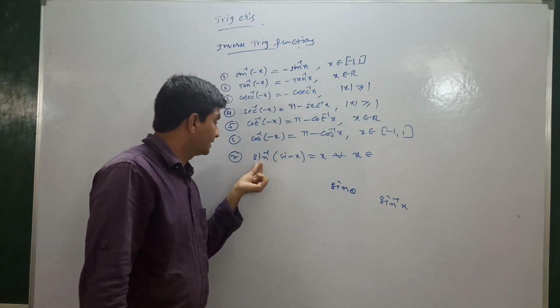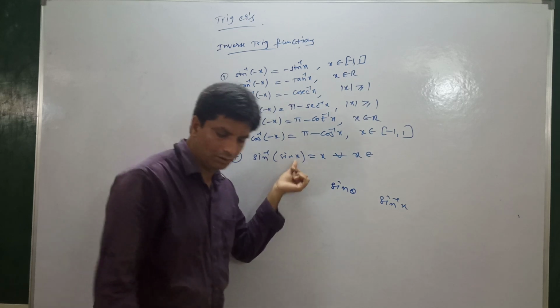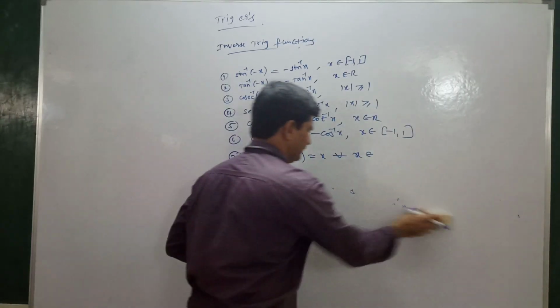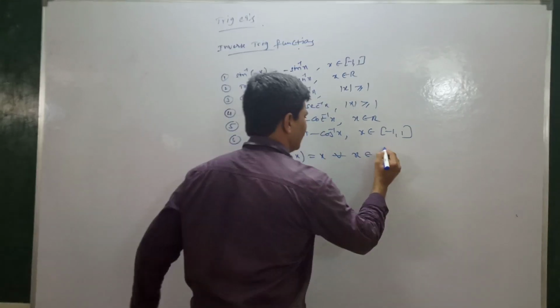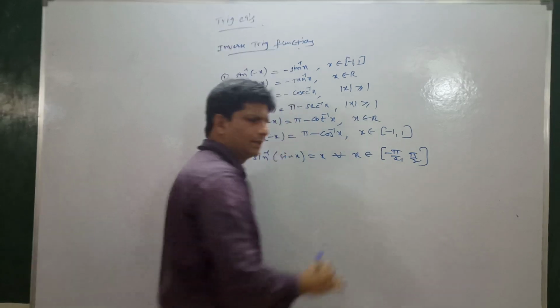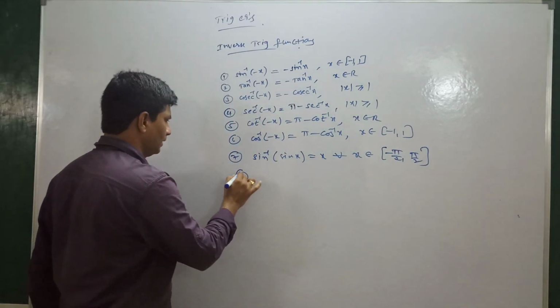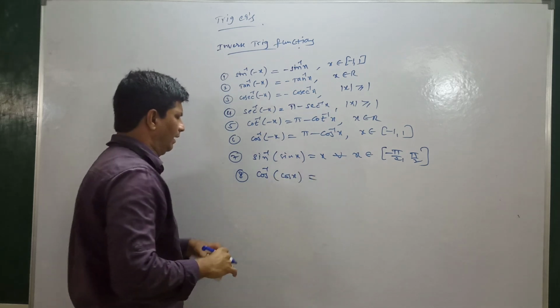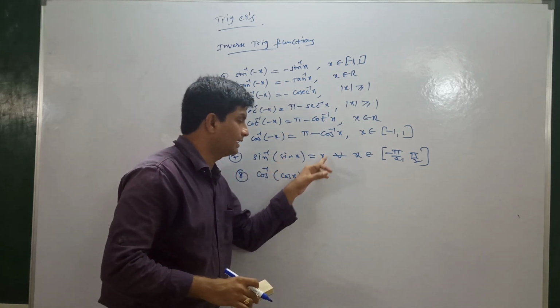Here we have written sin inverse of sin x. So tell me, is this x a number or an angle? Angle, right? And what is the value of this angle? Closed interval minus pi by 2 comma pi by 2. Understood? Right, next one: cos inverse of cos x. What is the meaning of this? Sin inverse of sin x equals x.